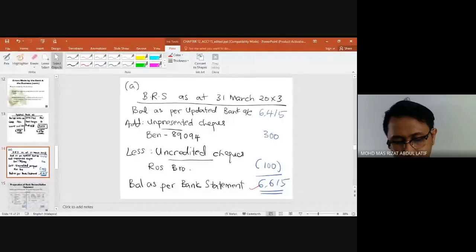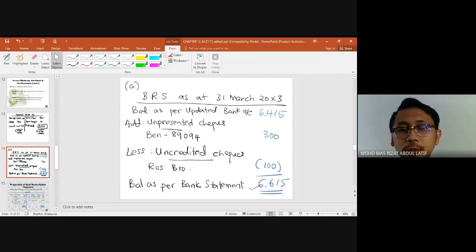Now, let's go to 12.5, last one. So 12.5 dia apa? The treatment of errors, overdraft and opening balance disagreement. Okay, sometimes benda-benda ni boleh berlaku. So bila berlaku, so kita kena betulkan dulu. Before kita boleh buat kita punya bank reconciliation statement.